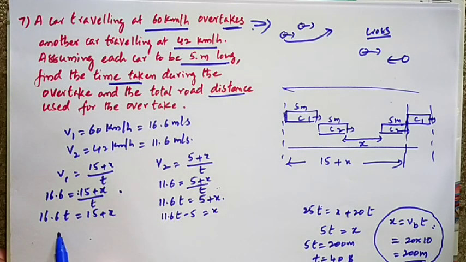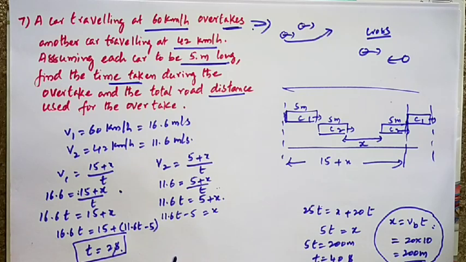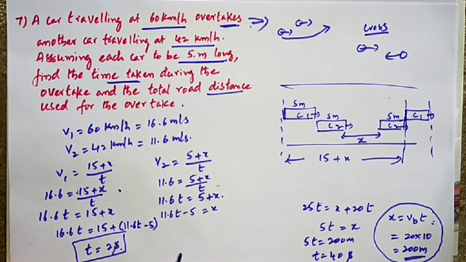Substitute this. That is 16.60 is equal to 15 plus 11.60 into (t minus 5). If you solve for t, you will get t value as 2 seconds. What do you get for t value? 2 seconds. Clear? So that is the time taken during the overtake. In 2 seconds, both the cars will overtake each other.